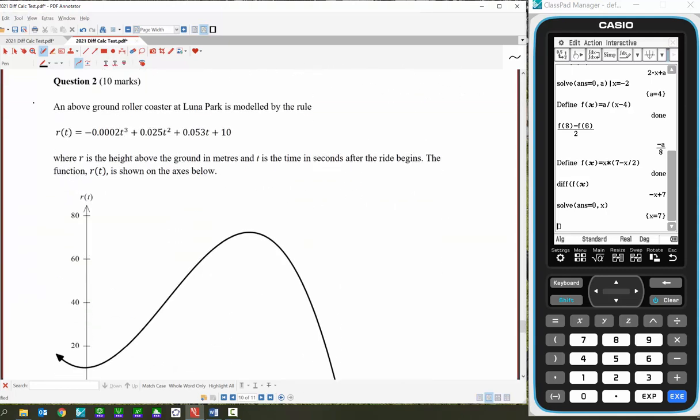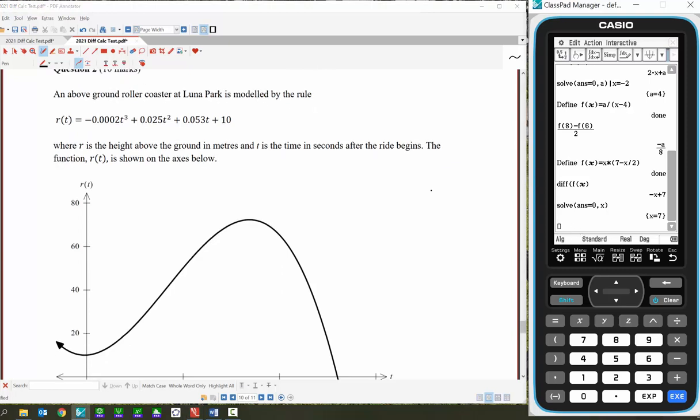Okay, an above ground roller coaster at Luna Park is modelled by this rule, so let's just define it.